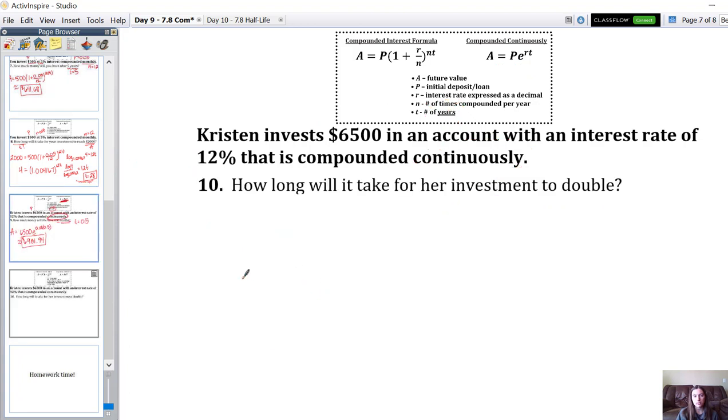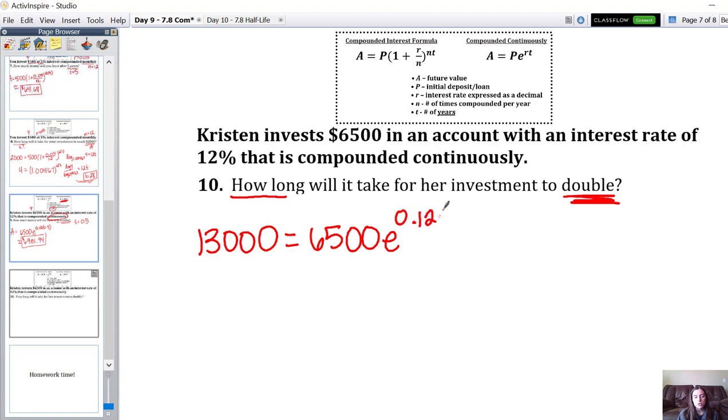Let's look at one more example. Still same situation with Kristen, but this time it's asking how long it'll take for her investment to double. So that means we started with 6,500. We want that to double, so that means we want to end up with 13,000 equal to 6,500 e to the 0.12t. Again, we don't know t, so I'm going to put that variable there. When I divide by 6,500, I'm left with 2 equal to e to the 0.12t.